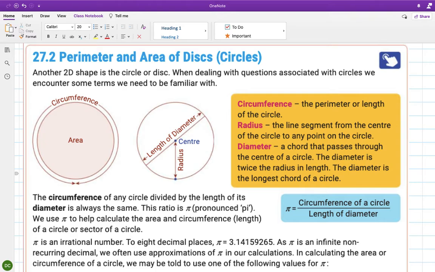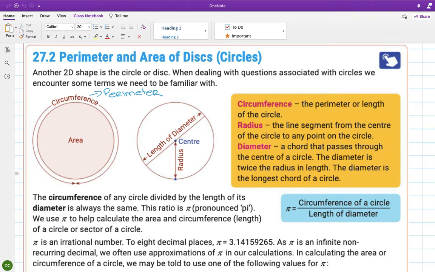So a disc or a circle is two-dimensional as well. So we're still in the two-dimensional shapes, and when you do two-dimensional shapes, there's always two things you can calculate. So you can calculate the area, or you can calculate the perimeter. Now, when we're talking about circles, we don't call it perimeter. It is the perimeter, but we call it circumference when it's a circle.